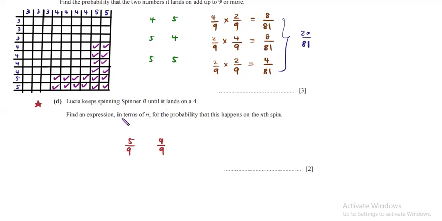We need to write this in terms of n, and on the nth spin is when you end up getting 4/9 as the outcome, which means the spins before that, that is n minus 1, it does not land on a 4. So in that case, we would write this probability that we got for it to not land on a 4, 5/9, to the power n minus 1. Then we would multiply that answer with the probability that we have here. This is how it should be done.